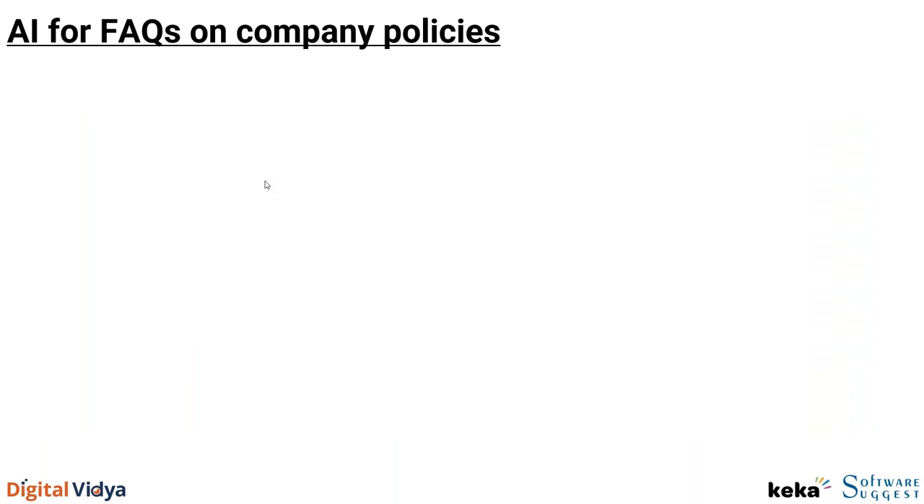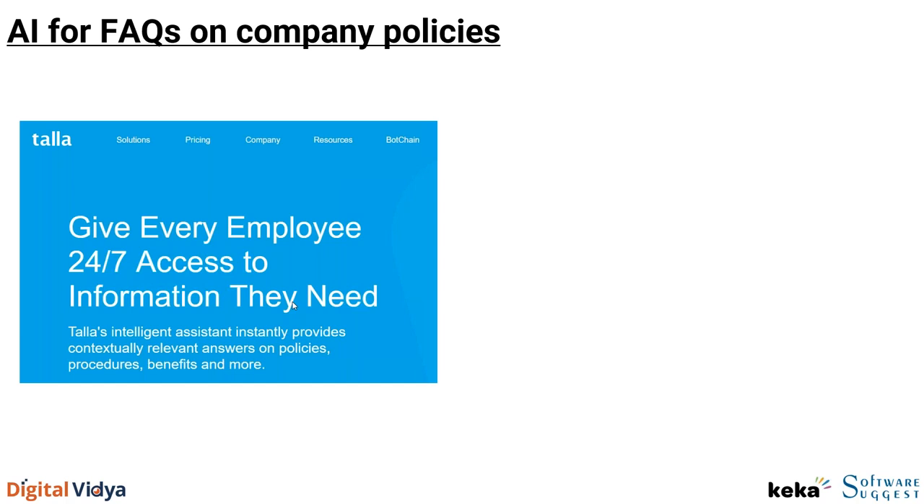You could also use artificial intelligence or AI bots for FAQs on company policies. This also saves a lot of time, and it's something that we're seeing moving a lot in the HR space, especially when you have a large company, lots of employees, and you have a lot of questions coming to you saying, okay, what is this policy? What is that policy? And you have to keep answering the same thing. Here you have a bot that does it for you, right? And lets you focus on more strategic tasks. So this is an example of a bot. It's called Tella. It does exactly that.